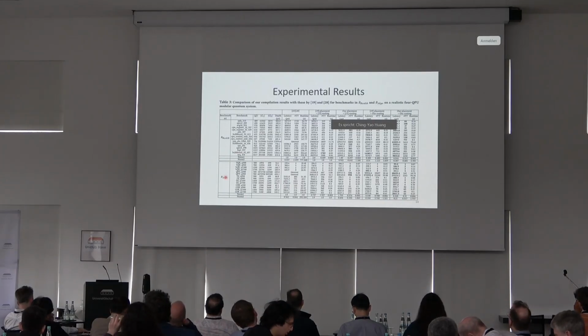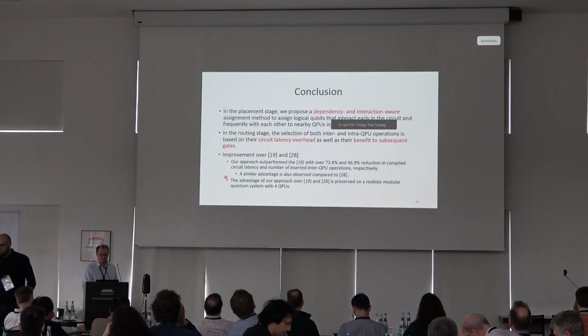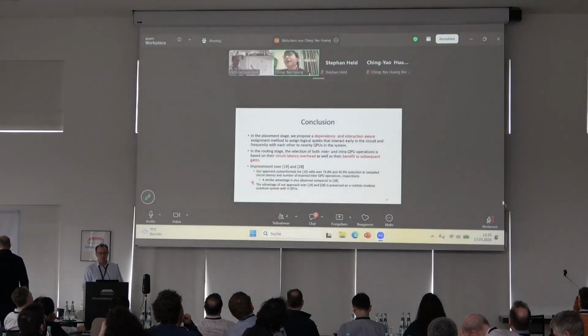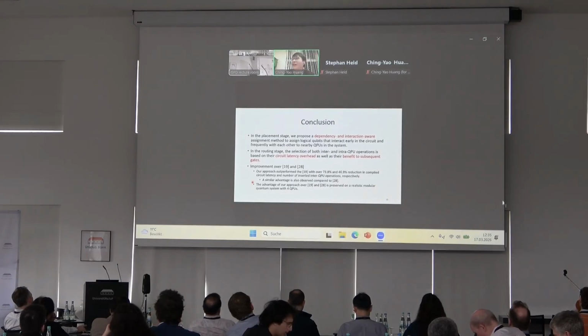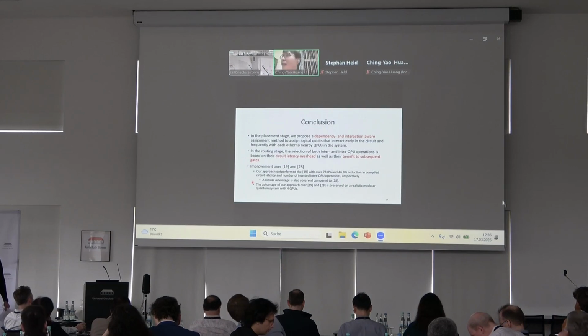In this paper, we propose an end-to-end circuit compilation framework for modular quantum systems. In the placement stage, we propose a dependency and interaction-aware assignment method to assign logical qubits that interact early in the circuits and frequently with each other to nearby QPUs in the system. In the routing stage, we optimize the insertion of inter-QPU operations and multiple intra-QPU operations to enable the execution of the gates. The selection of both inter-QPU and intra-QPU operations is based on their circuit latency overhead and their benefits to the subsequent gates.